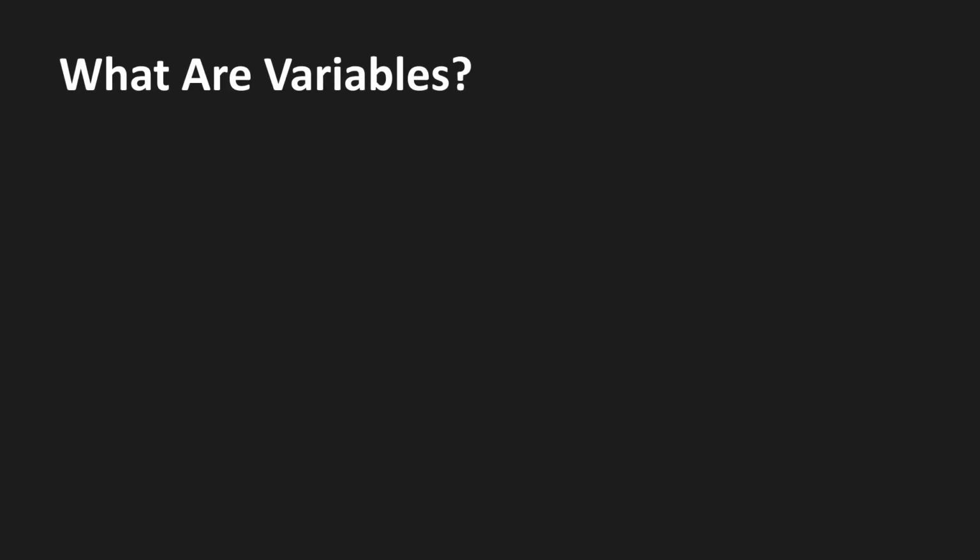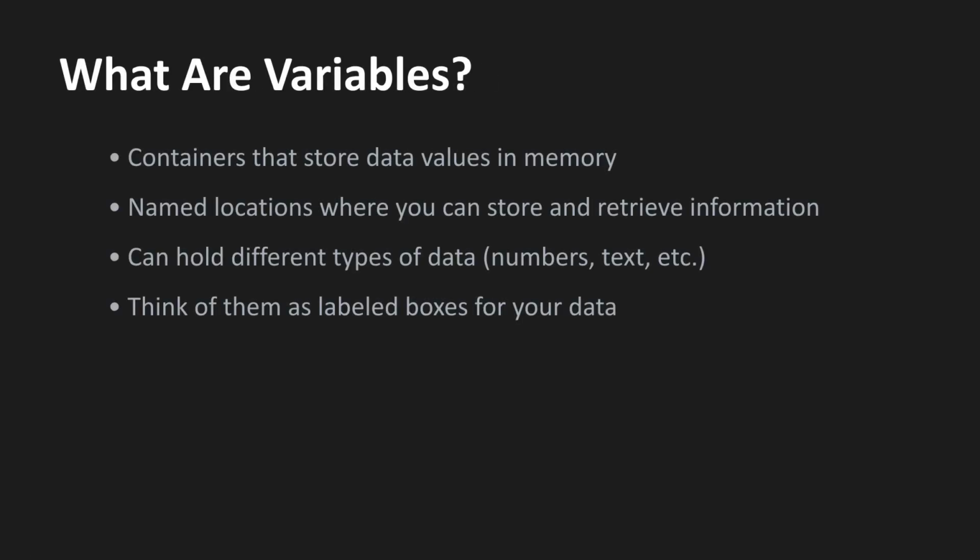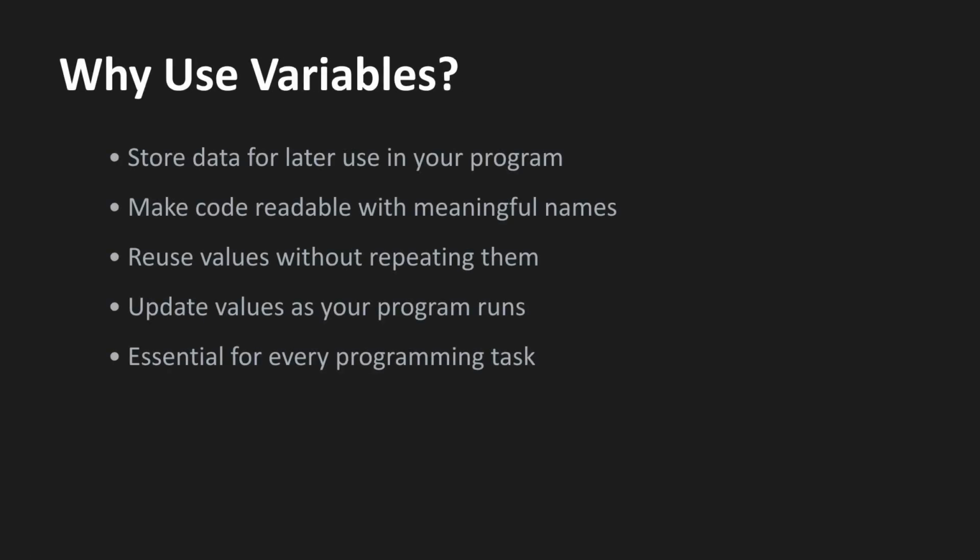What exactly are variables? Think of them as containers or labeled boxes in your computer's memory. They are named locations used to store and retrieve different types of data, such as numbers or text. Variables are crucial because they allow you to store data for later use and make your code more readable with meaningful names. They also enable you to reuse and easily update values as your program runs.